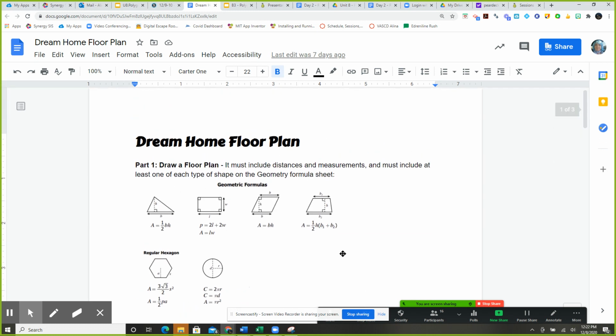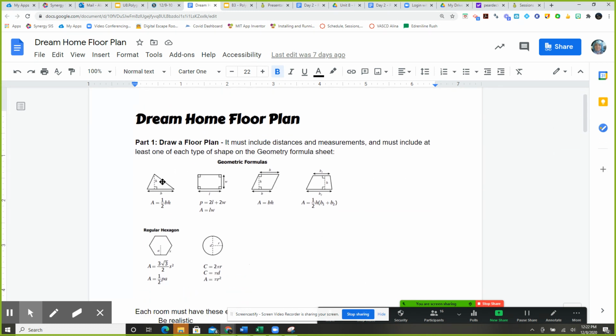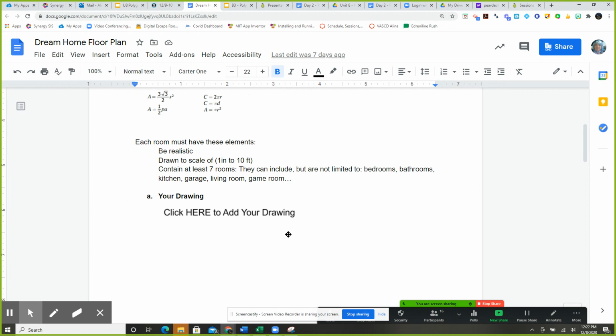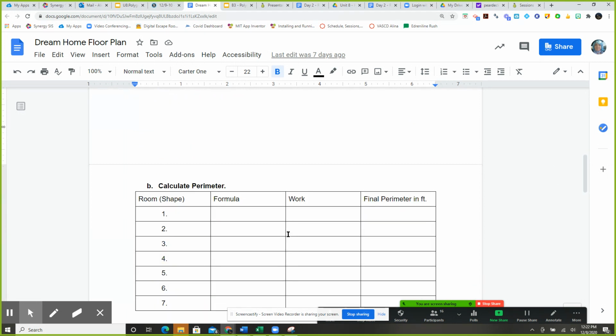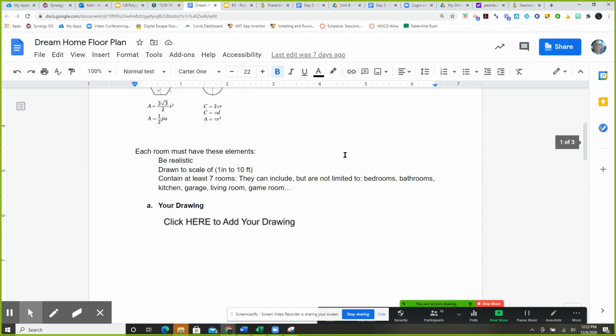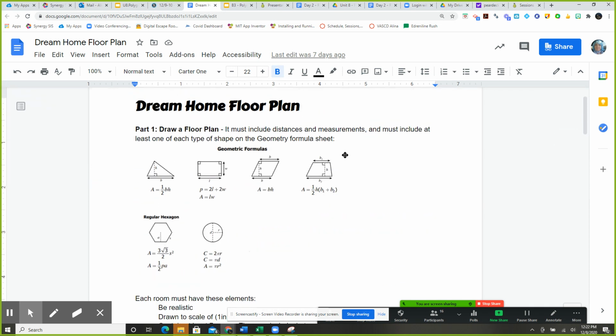But I want to know what each of those are. Like, do you have a triangular bedroom? Do you have a hexagon bathroom? Do you have a trapezoid movie theater? Do you have a circular swimming pool or hot tub? Like, what are these components in your dream house? Okay. So that's what I want you to put here: what room and what shape are they? Okay. And then tomorrow you're going to find the area and the perimeter for each of those shapes. And then you'll be able to finish it up on Thursday.